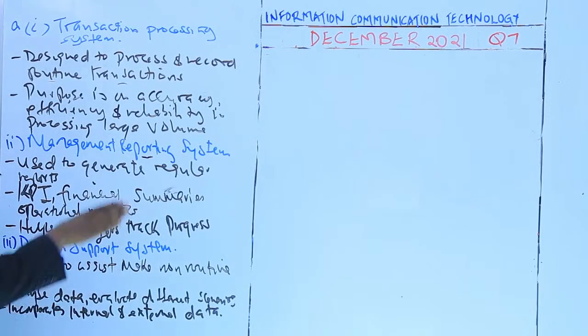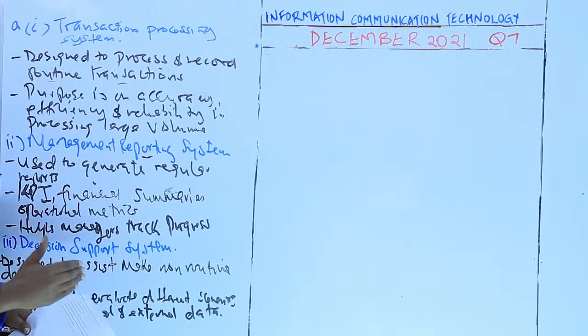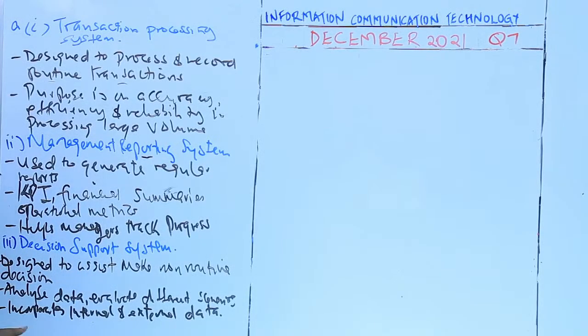And candidates, it's important to note that these three types of information systems can overlap and complement each other within an organization because they serve different purposes and cater to the needs of different users. But they often interact and share data to support the overall functioning of the organization.